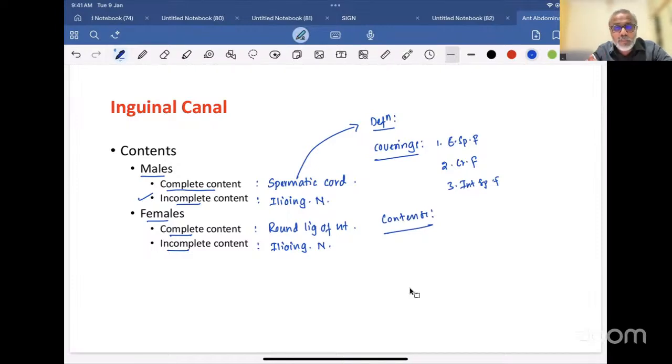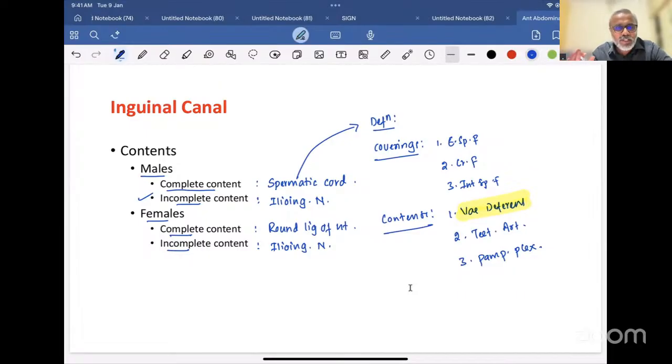Remember, the most important content present in the spermatic cord is the vas deferens. Once you write vas deferens, you can write every other structure, but this is a must. You cannot forget vas deferens. Once you write it, next you can list the testicular artery. Then you can list the pampiniform plexus of veins. Apart from this, we can talk about lymphatics and other nerves present in the spermatic cord.